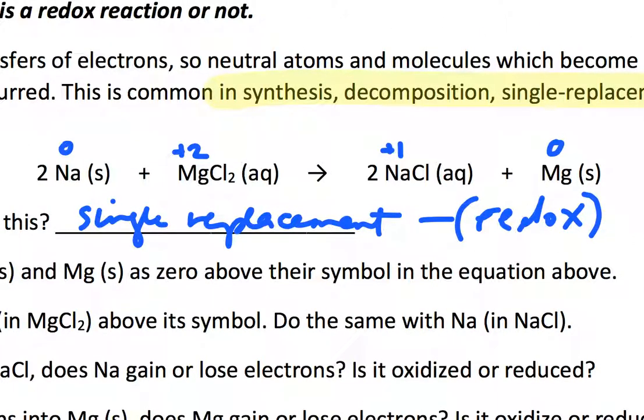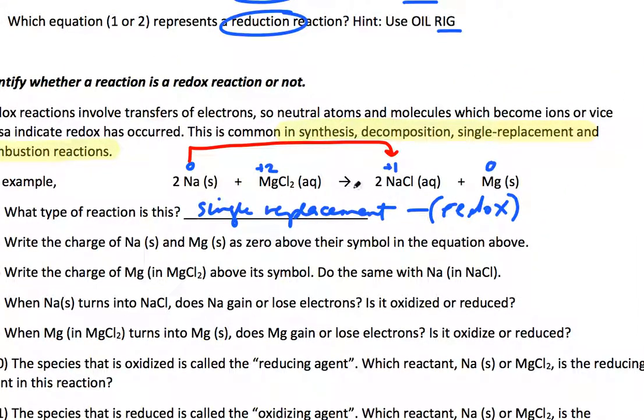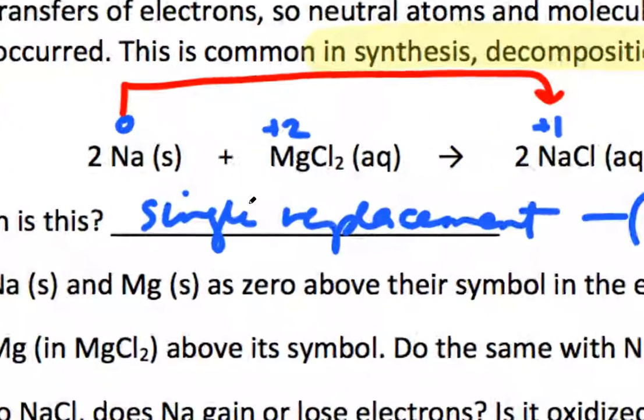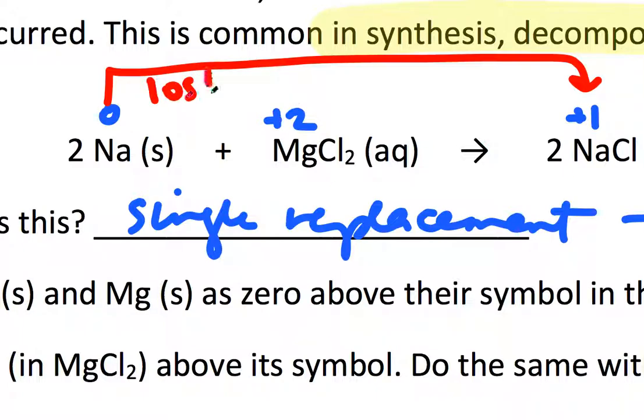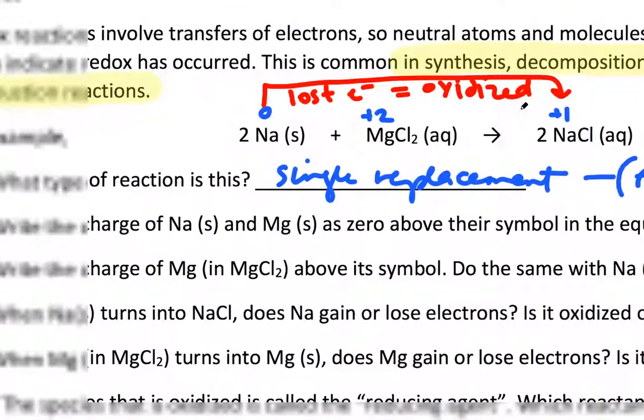Now I want to track what's happening to each of these. Let's take sodium. Sodium goes from 0 charge to +1 charge. The electrons are negatively charged, so if you gain electrons, you gain negative charge. If you lose electrons, you lose negative charge, so you become more positive. Here we're becoming more positive, so we've lost electrons. This is oxidized. So sodium got oxidized.